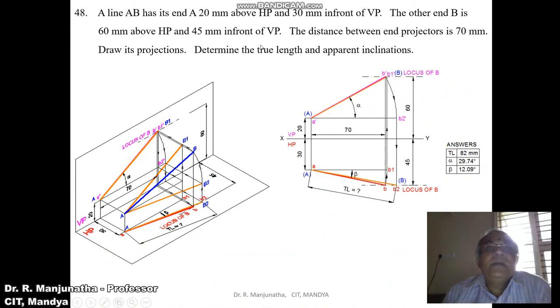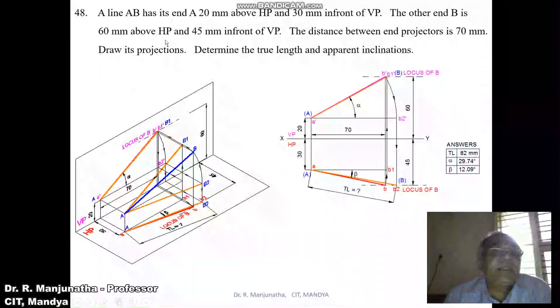So here, the end A is 20 mm above HP. When you look from the front view, we can see the distance above HP. That image will fall on the vertical plane, and you can see the distance 20 mm above HP in the vertical plane, and 30 mm in front of VP. When you look from the top view, we can see the distance 30 mm in front of VP. That distance will fall on the horizontal plane. You can mark this point as A and this point as A dash.